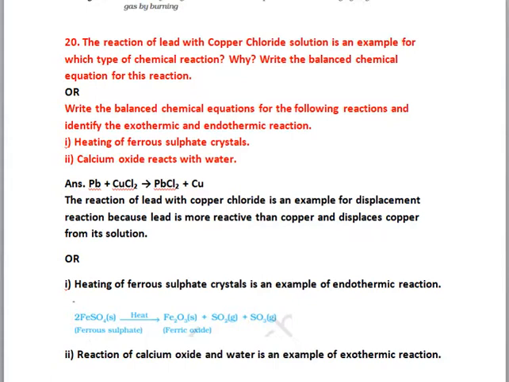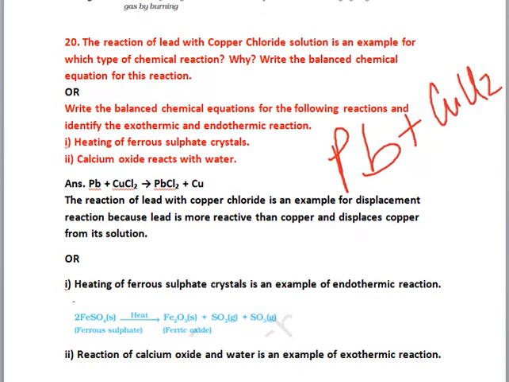Next question. The reaction of lead. What is the symbol of lead? Symbol of lead is Pb, with copper chloride. Formula of copper chloride is CuCl2. It is an example for which type of reaction? Means when lead will react with copper chloride, this is an example of what type of reaction.